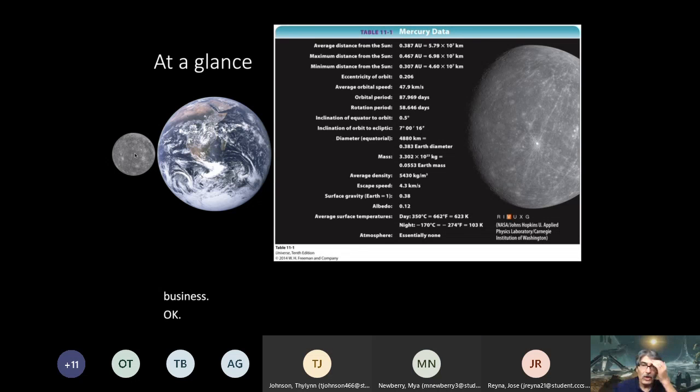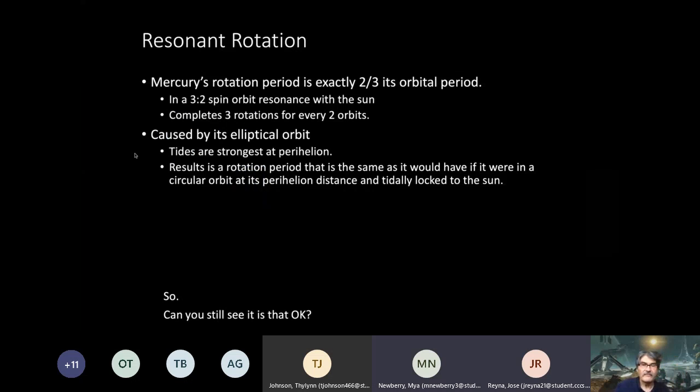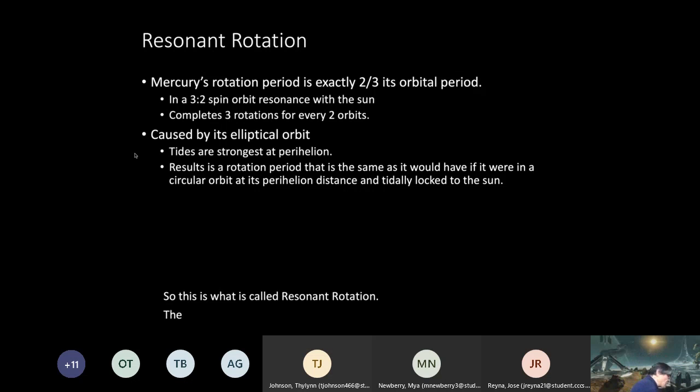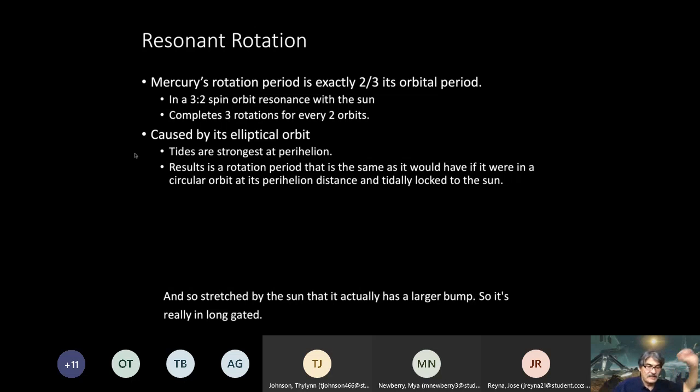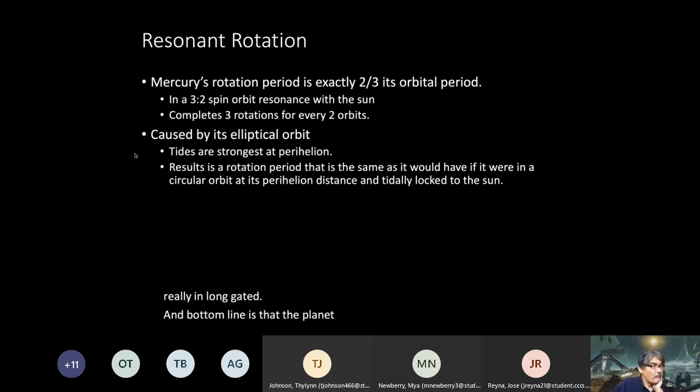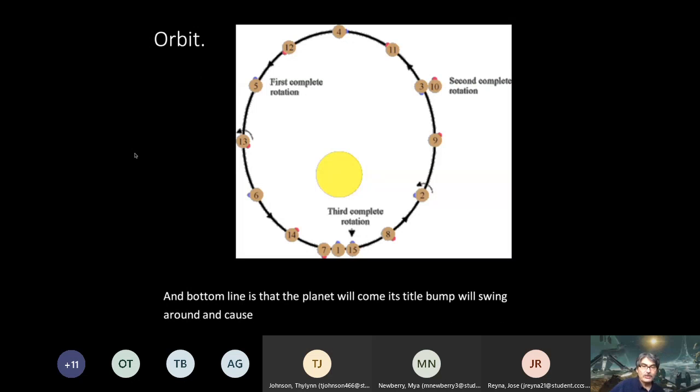Okay, can you still see it? Is that okay? Yeah. So this is what is called resonant rotation. The planet has gotten so locked up with the sun and so stretched by the sun that it has a larger bump. So it's really, really elongated. Bottom line is that the planet's tidal bump will swing around and cause its perihelion to shift as it goes through.